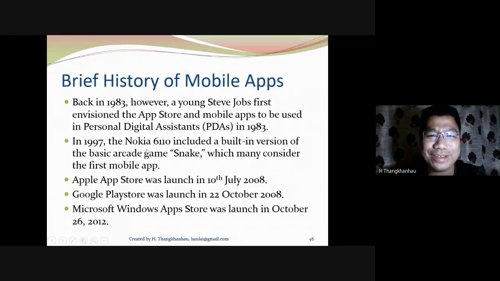In Nokia, they gave an arcade game, which is the Snake game. This is considered the first mobile app.